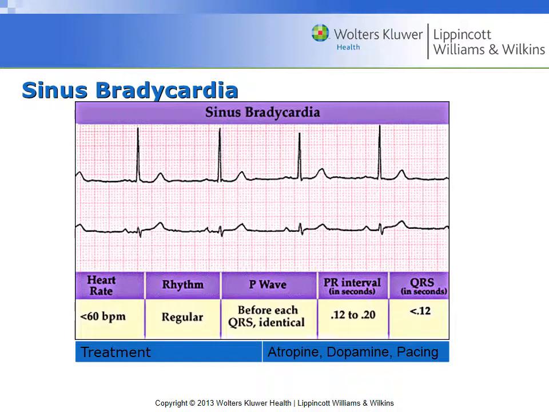If sinus bradycardia develops a rate that is too low for the patient to be comfortable, you may see signs and symptoms of poor perfusion. This is due to the low ventricular rate. Oftentimes in your patients, you'll see low blood pressure, nausea, vomiting, and other types of symptoms that go along with poor perfusion. Treatment for sinus bradycardia consists of atropine.